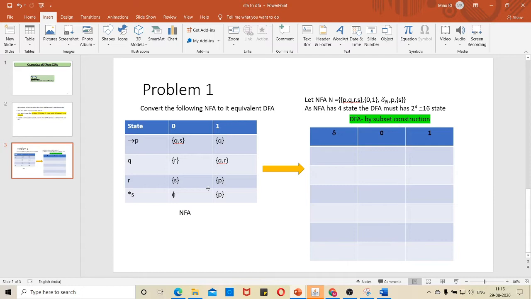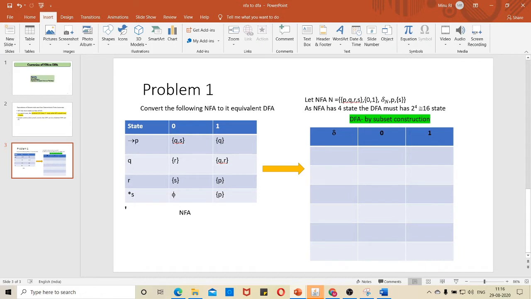Okay, let's take a problem. This is my problem: convert the following NFA to its equivalent DFA. This is the given problem. Here you can see that they have given 4 states, P, Q, R and S. P is the initial state and S is the final state.